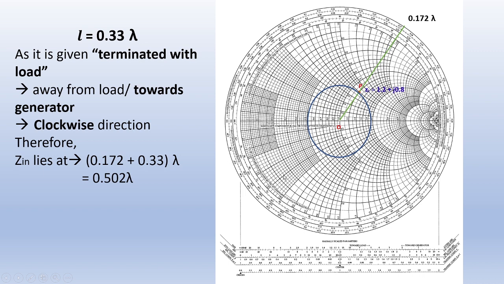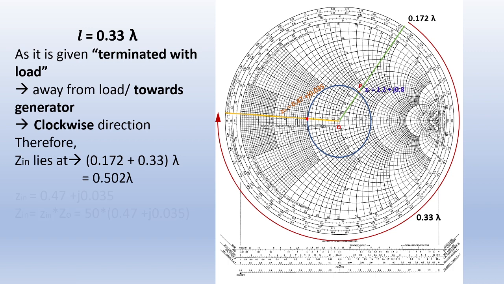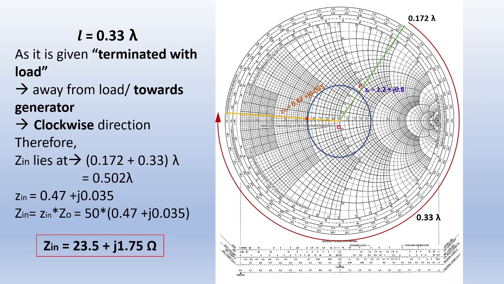So we'll just add this, and here you can see the line at the intersection point with the SWR circle will give you the Zin value. So zin is nothing but 0.47 plus j0.035. We need to denormalize it. Earlier we divided by 50, so now you have to multiply it by 50 to denormalize it again.